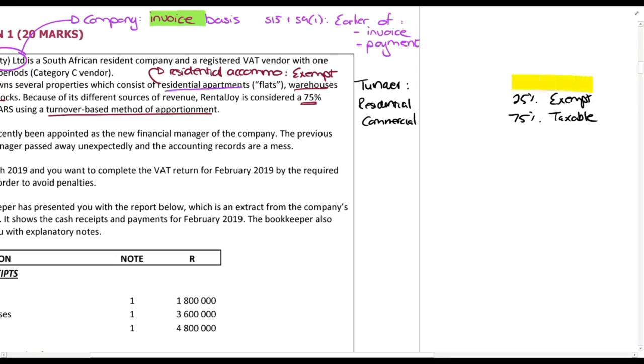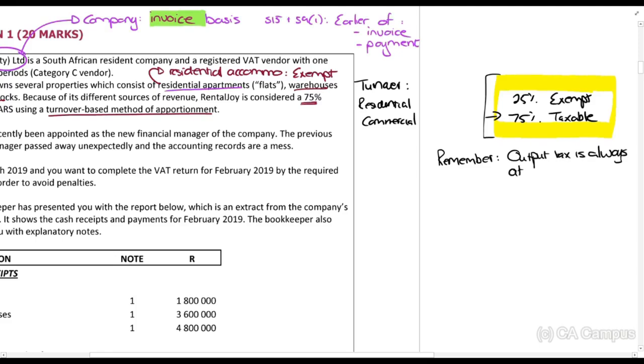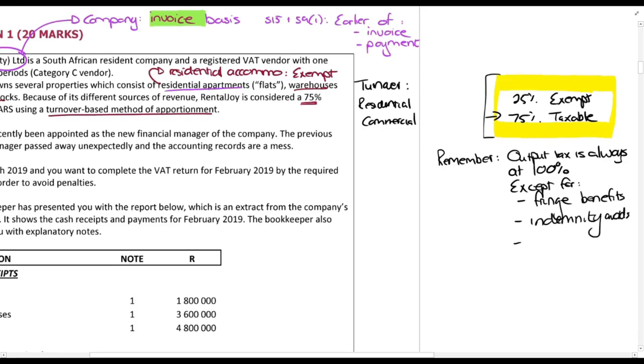So guys, this means you must be on the lookout for this, because now remember again, when we see this, you have to do apportionment. And you have to remember that when you buy something, if you're buying it for the entire business, you can only claim the taxable percentage of that. I'm going to remind you also here, remember output tax is always at 100%, except for fringe benefits and indemnity awards. Those are basically the two. I always just also say, and we also see us applying a percentage when we're looking at change in use. Okay, so let's continue.